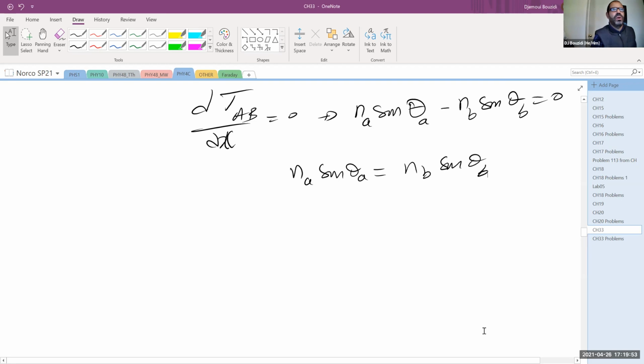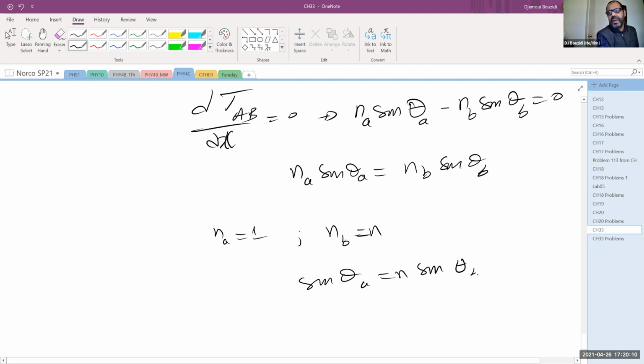And that's exactly how we're going to do a lot of the problems in the homework and actually in the lab. To make things a little bit easier, if NA is equal to 1 and NB is equal to n, then you can say that sine of theta A is equal to n sine of theta B. So this is the entire chapter in its glory. Everything that we need to cover in chapter 33.